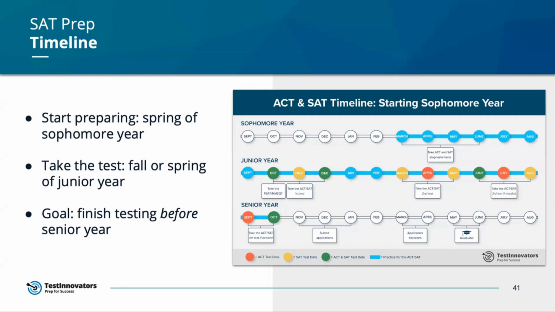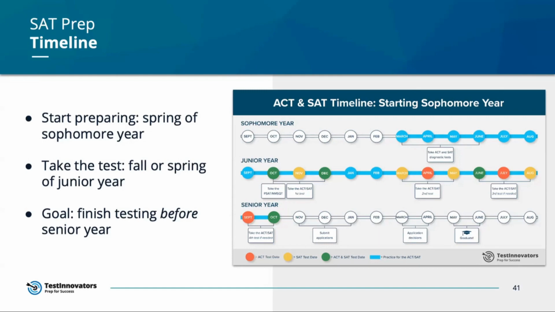So I usually recommend that students who have completed Algebra 2 start preparing for the SAT in the spring of their sophomore year or the summer after. So once you've completed Algebra 2, if you took it as a sophomore, either the late spring of your sophomore year or the summer after is a great time to start preparing. Then if you do that, you'll be ready to take the test for the first time in the fall or the spring of your junior year. That gives you plenty of time to take the test again.